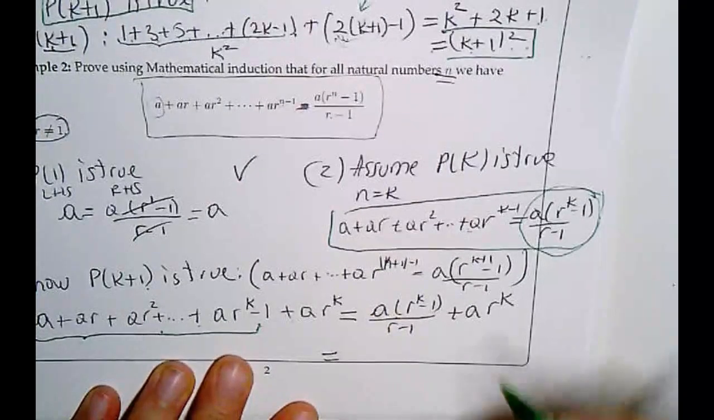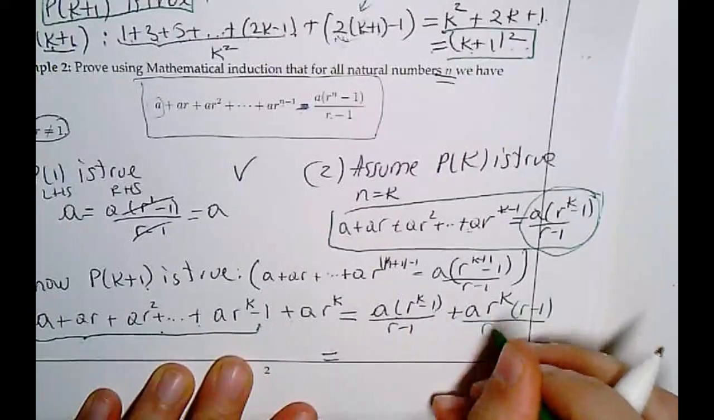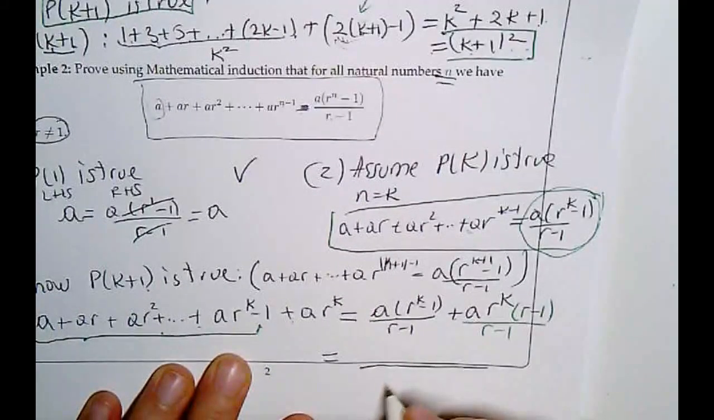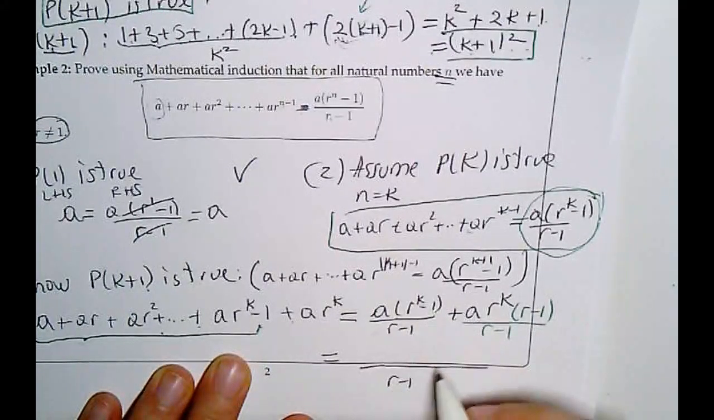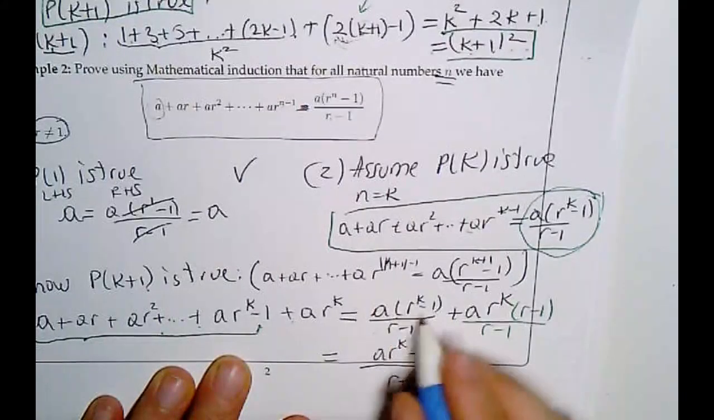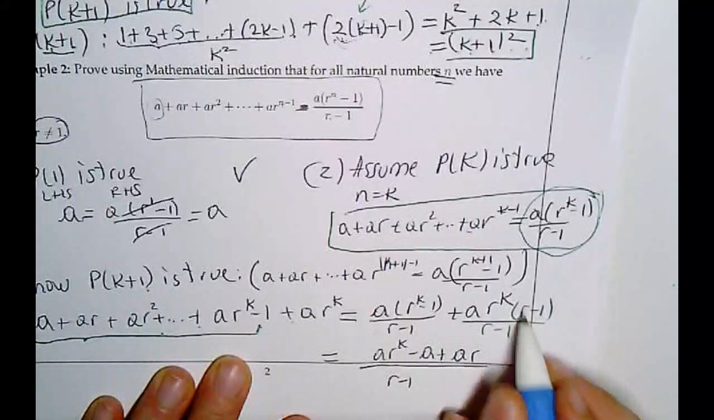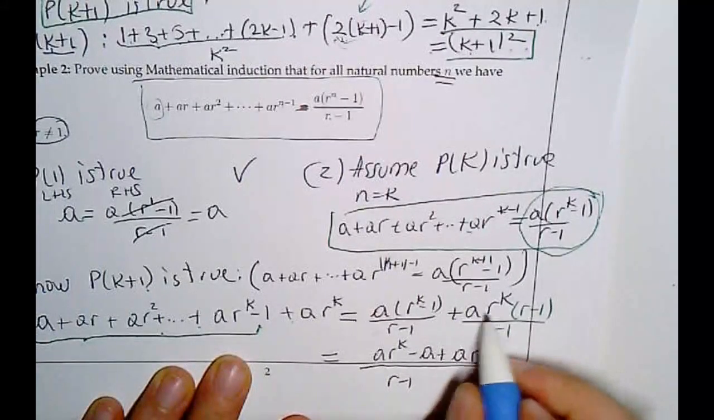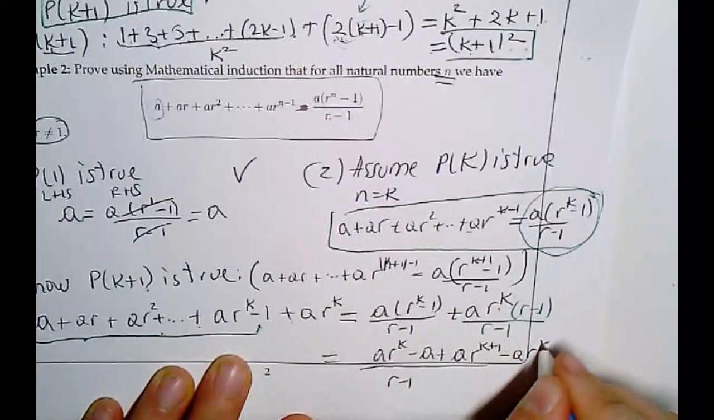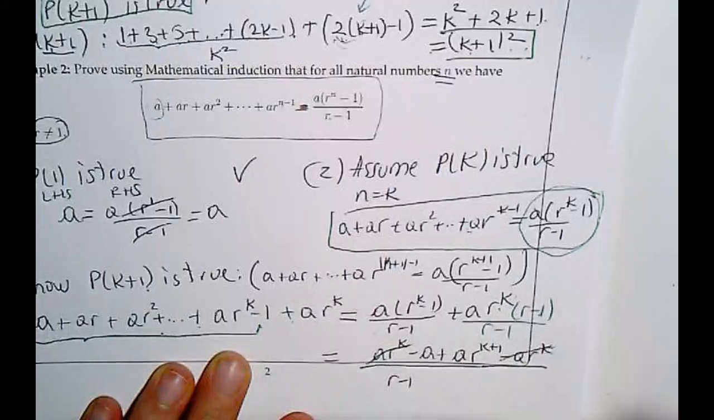So I'm gonna bring to a common denominator. So I'm going to multiply by r minus 1. So at the bottom I'm gonna have r minus 1, and at the top I'm gonna have a times r to the k minus a, plus a times r to the k times r, which is going to give me r to the k plus 1. And then a times r to the k minus 1 is going to be minus a times r to the k. And then notice that this term cancels with that.